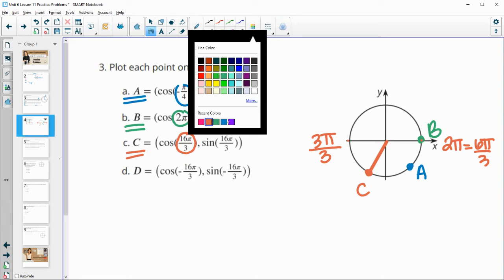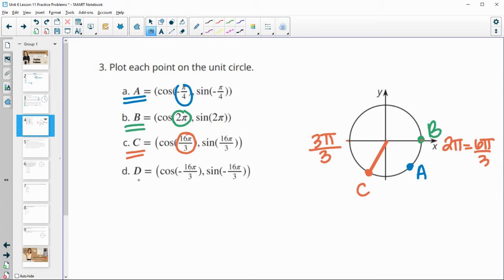All right, then the last one here, negative 16 pi over 3. So now we're going to do basically the same thing, but go backwards. So negative 3, 6, 9, 12, 15, 16. So negative 16 pi over 3. So this time we were going clockwise. So 3 pi over 3, 6 pi over 3, 9 pi over 3, 12 pi over 3, 15 pi over 3, 16 pi over 3 for that one, negative.